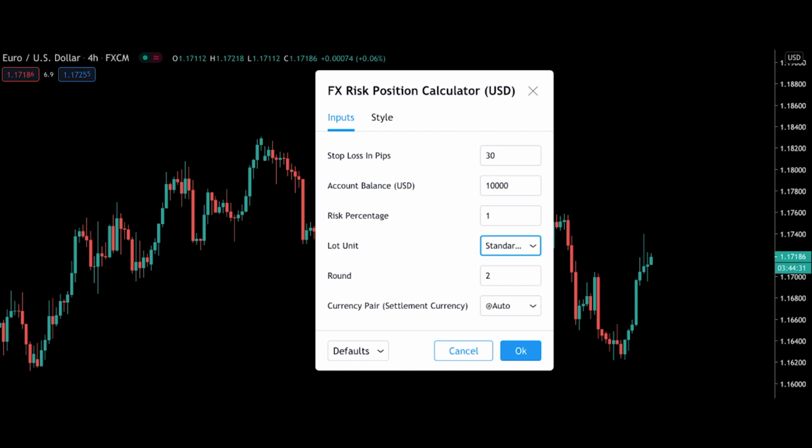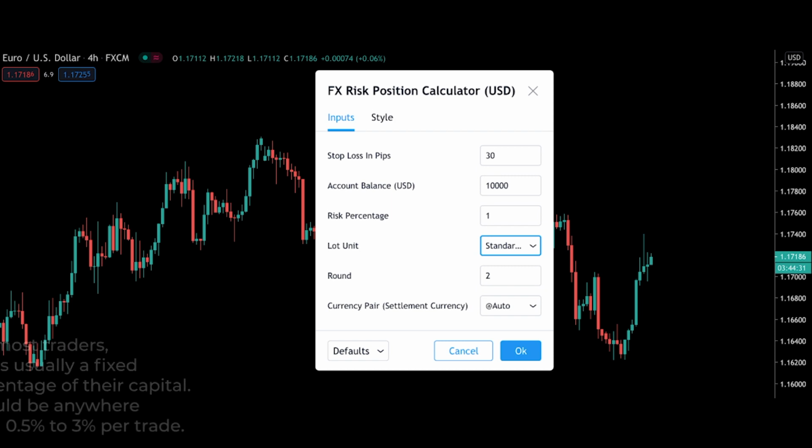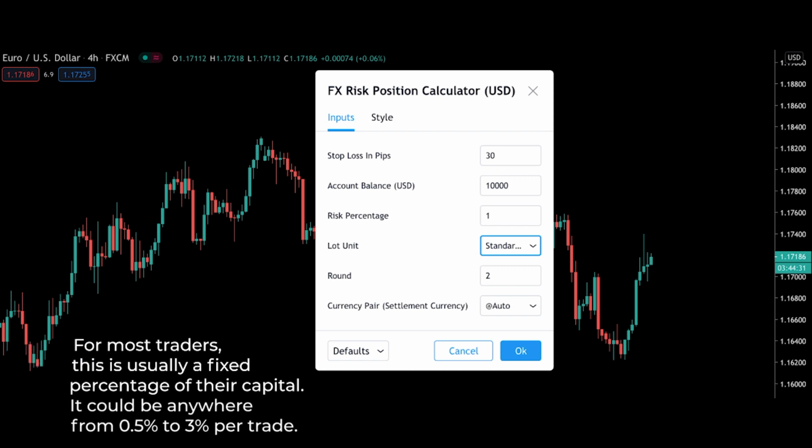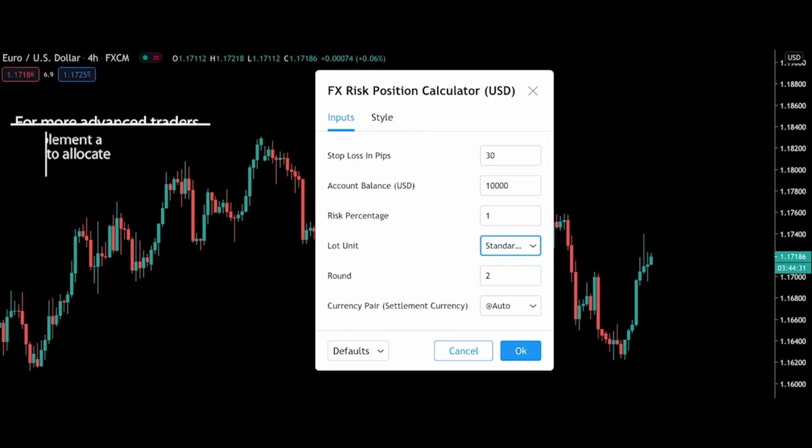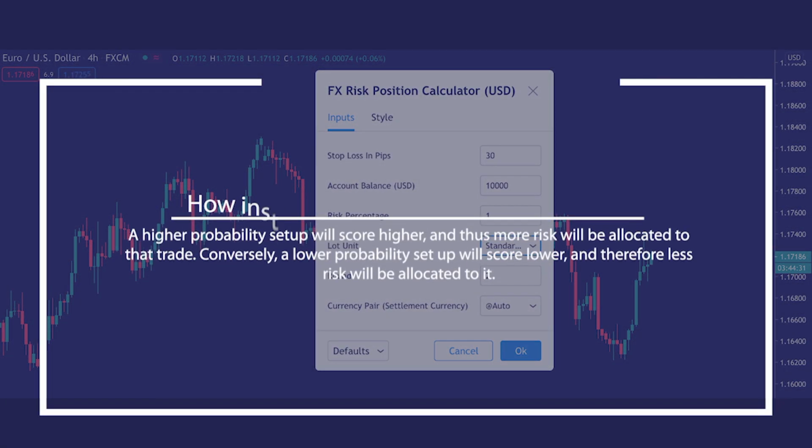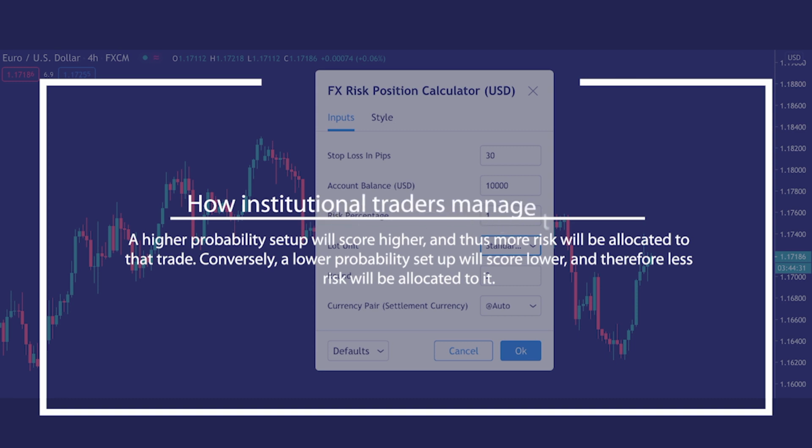First, let's address what the risk aspect means. For most traders, this is usually a fixed percentage of their capital. It could be anywhere from 0.5% to 3% per trade. For more advanced traders, they might implement a scoring system to allocate their money. You don't need to implement this, but it would be good to understand how institutional traders manage their risk.